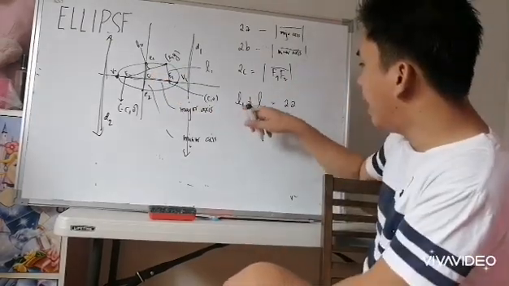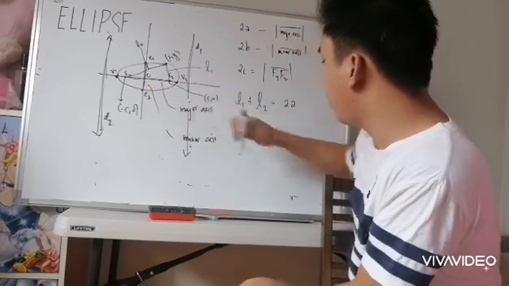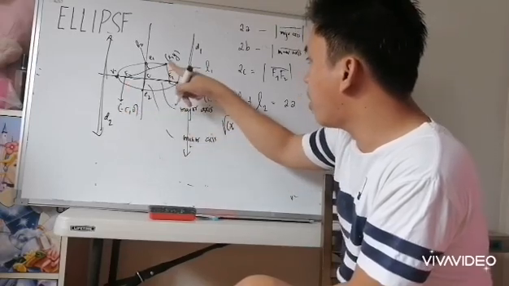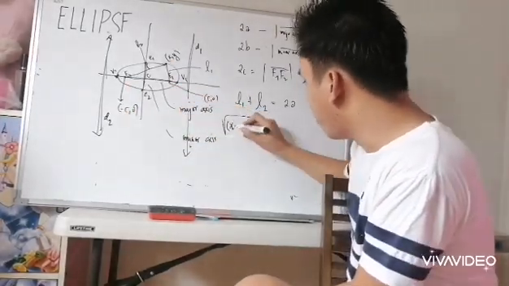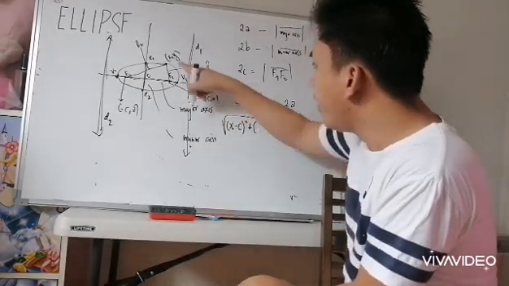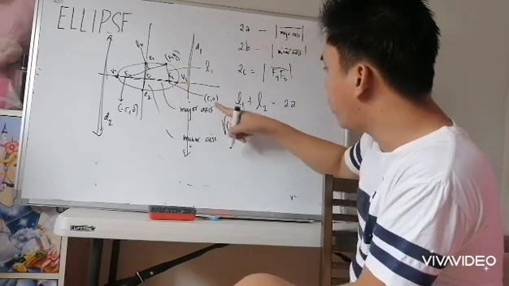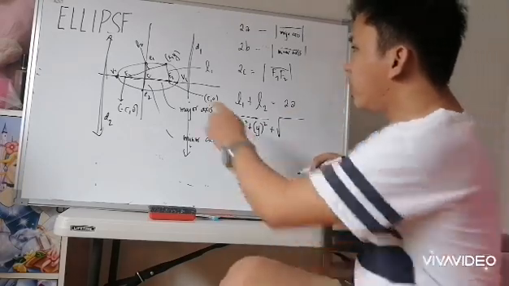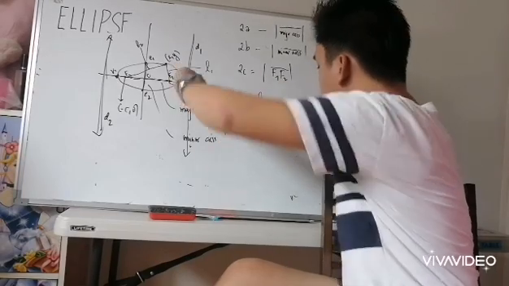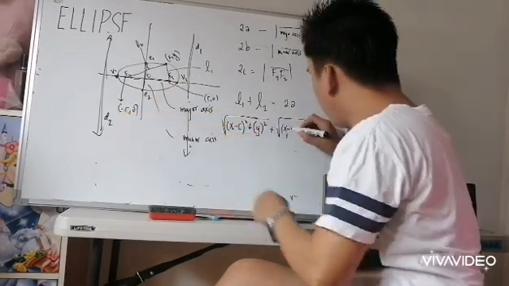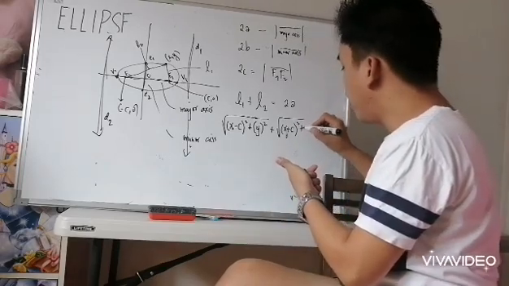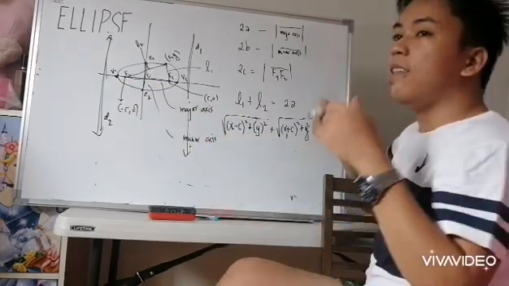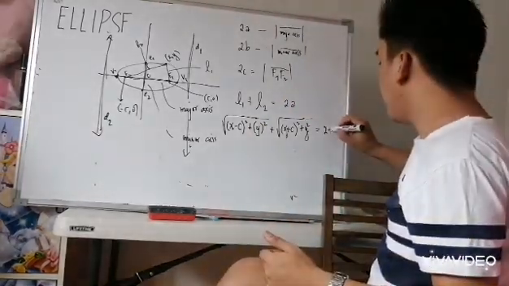Using the distance formula, the length of L1 is the square root of (x sub 1 minus x sub 2) squared, where x sub 2 is c, so (x minus c) squared, plus (y minus 0) squared. Plus the square root of (x plus c) squared plus y squared, since x sub 2 here is negative c. This equals the length of the major axis, which is 2a.